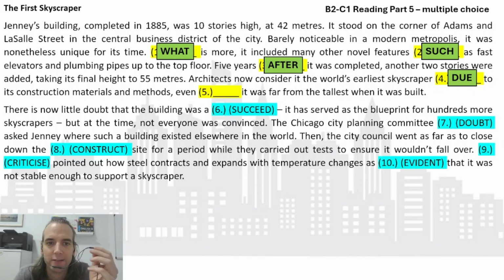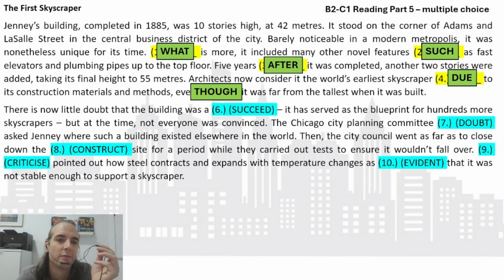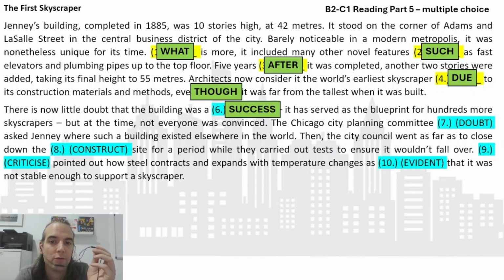And number 5, an easy one, even though. Of course, it is the first skyscraper, even though it wasn't that tall compared to other buildings, like cathedrals and other buildings like that. Number 6, it was a... You've paused it, you've done them, you're trying your best. It was a success. Number 7, this is the tough one. You have to understand the context.